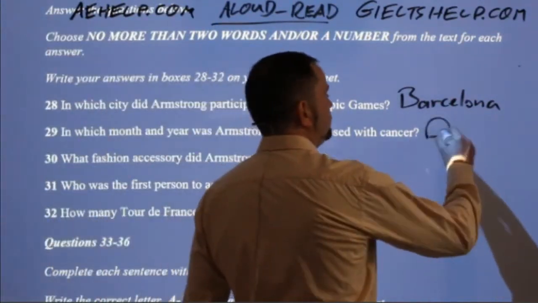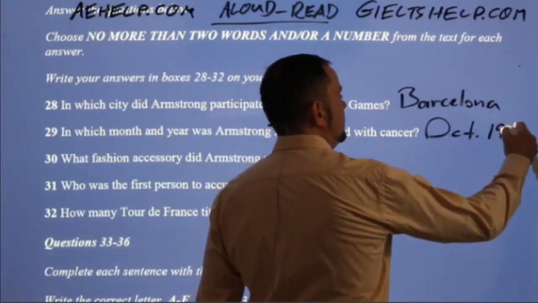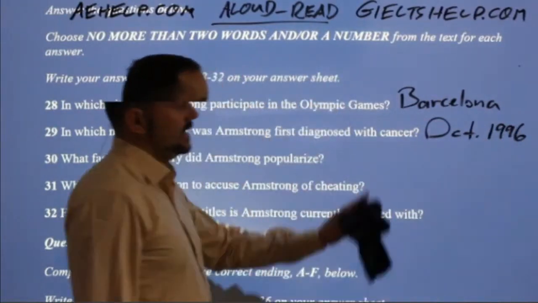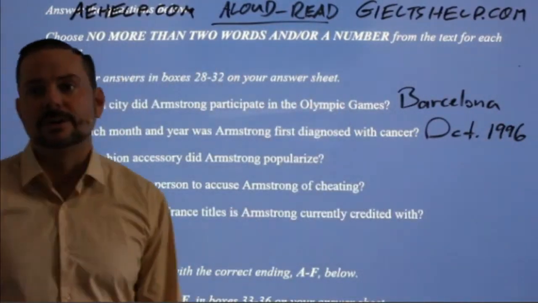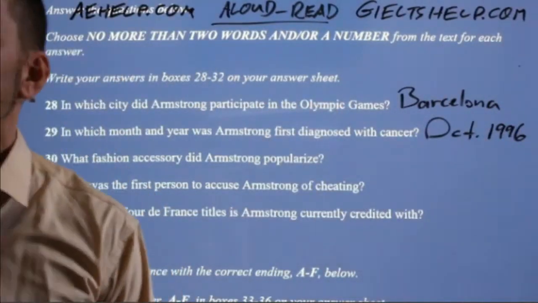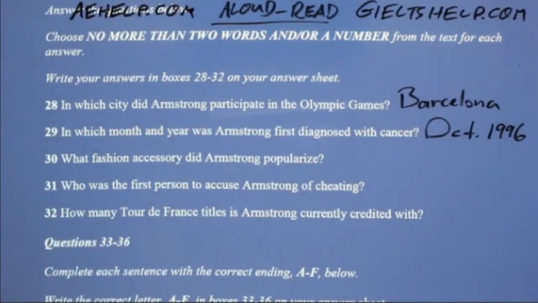Now, remember too that the easiest way to do this without making spelling mistakes is to simply write Oct 1996. That is the easiest way. You'll get that correct. Okay. You don't need to write out all of October. You can save a little bit of time and trouble with the spelling.